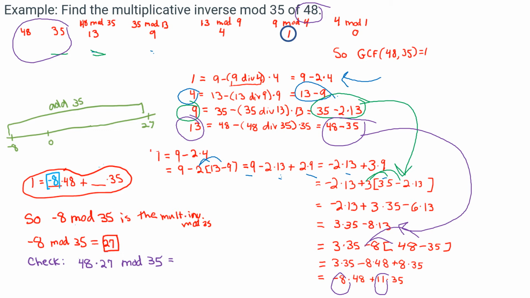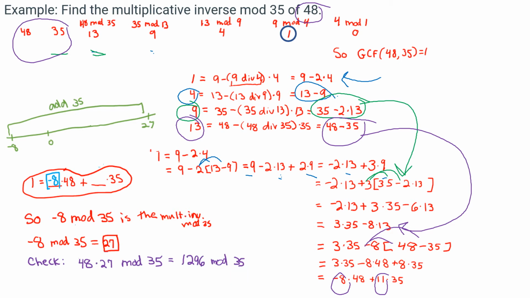Now, let's check. You always want to check here. It's pretty easy to check. So let's just check and see. If we multiply the 48 and the 27 together and then take mod 35, what should we get? Well, remember that the definition of multiplicative inverse mod n is we should get a 1, right? So let's see if we get a 1.